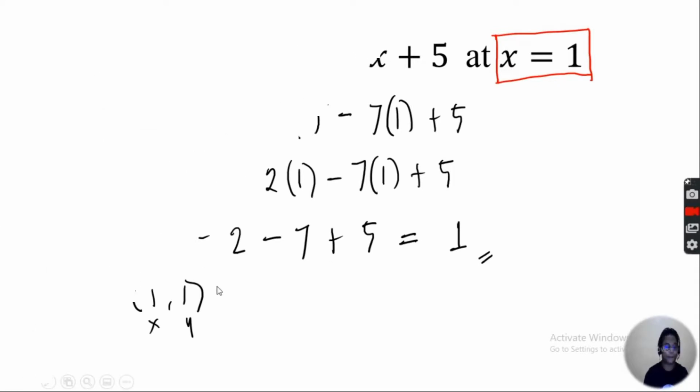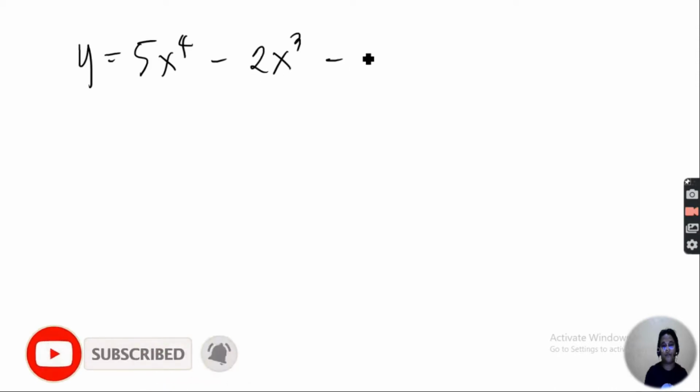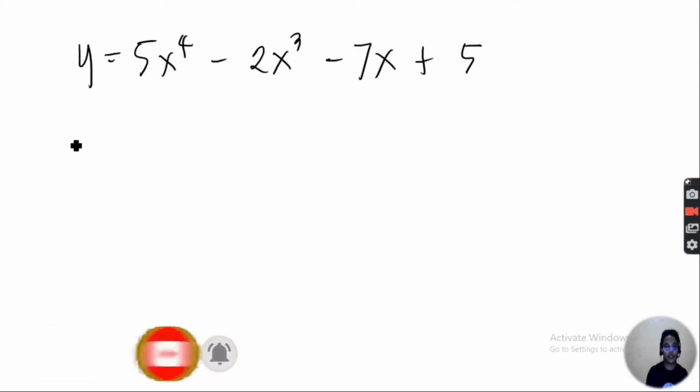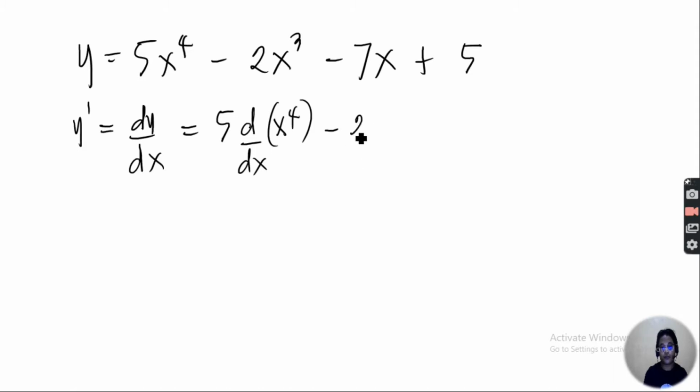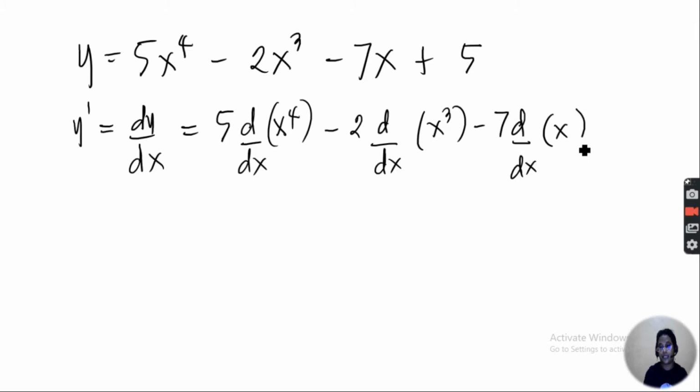So, continue po tayo. So, again, the equation y is equal to 5x to the fourth minus 2x cubed minus 7x plus 5. So, let us now find the derivative. So, y prime is equal to dy over dx is equal to 5 times derivative of x to the fourth minus 2 times derivative of x cubed minus 7 times derivative of x plus the derivative of 5.